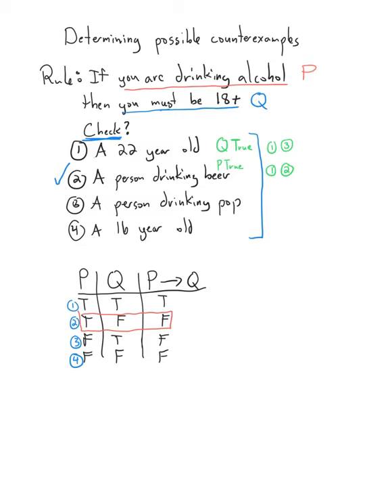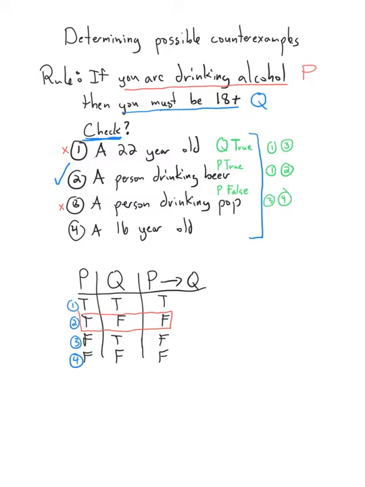Person 3, the person drinking pop. That means that the if part is false. So the if part is false in rows 3 and 4. So they're in either row 3 or 4. They're drinking pop, and either they're 18 plus or they're under 18. But it doesn't matter. If you're drinking pop, then this rule doesn't apply to you. It's vacuously true no matter what if P is false. So we wouldn't have to check that person. Maybe we'll use X's to say we don't have to check them, and check marks to say we do.